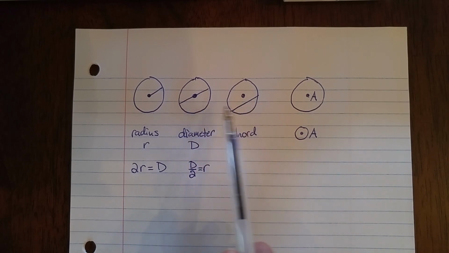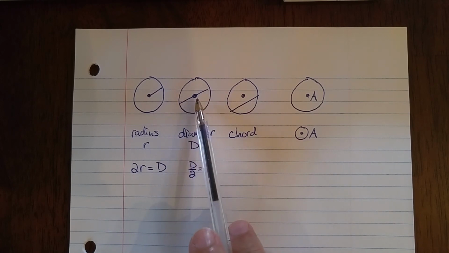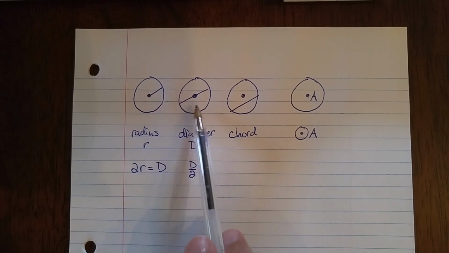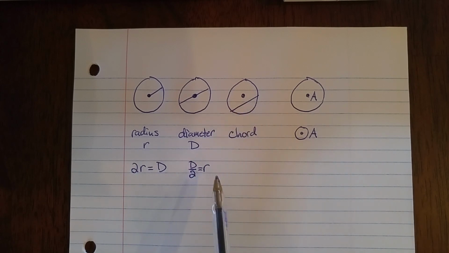Now, a diameter is a chord. However, it's a specific type, one that goes through the center of the circle. So anytime you have a diameter, don't call this a chord. You'll get it marked wrong on tests and quizzes. Just call it a diameter. When you speak of a chord, this is what you're referring to.